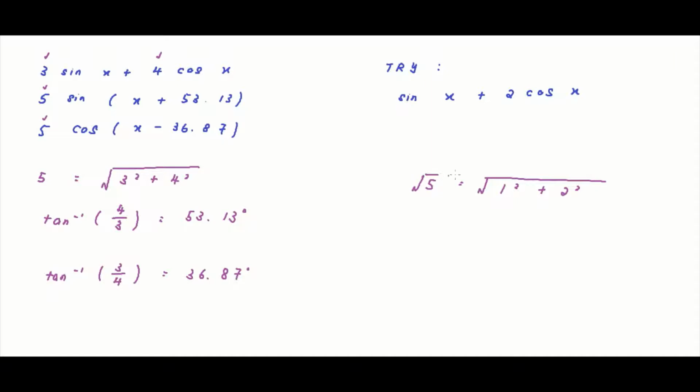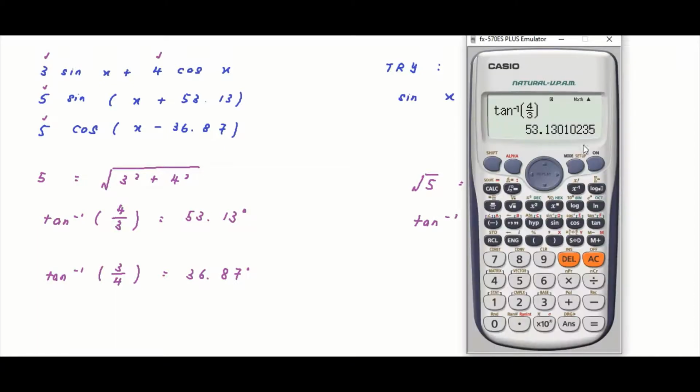Because I can't actually solve it, it will give me an irrational number, so we just leave it there. Okay, so for the other one, let's try to find the angle. So tangent, shift tangent. This one is 4 over 3, right? So the number for cos over the sine, so that's 2 over 1. So I'll try to get this number from my calculator.